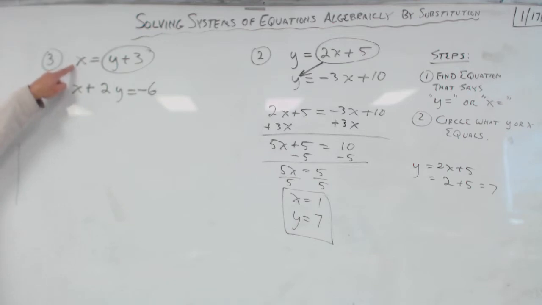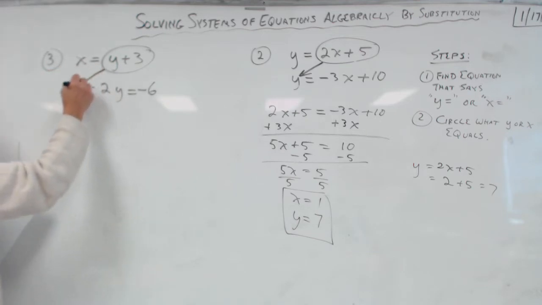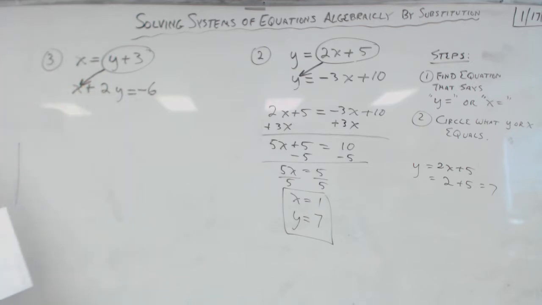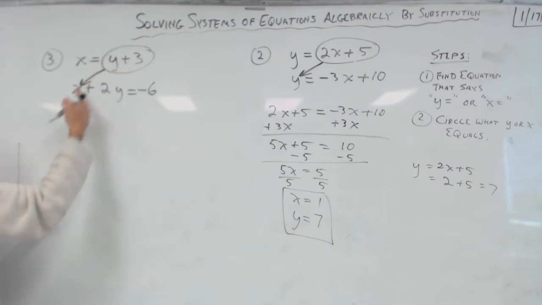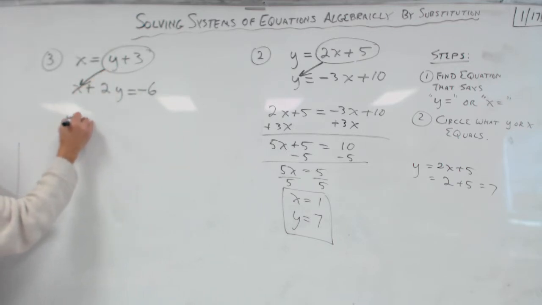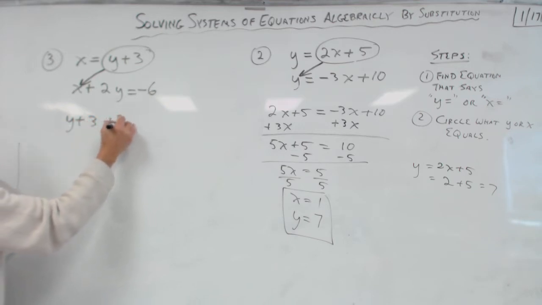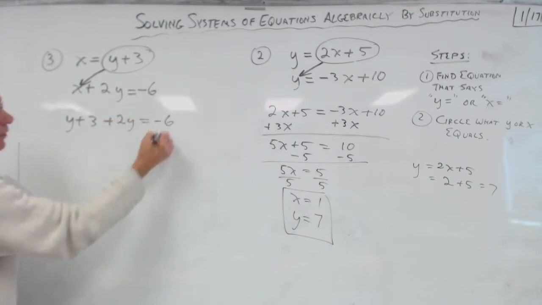It's equal to x. Does that make sense? You guys see the difference? Now we're dealing with x, right, and not y. All right, so now I'm going to plug this in for x. So that's y plus 3 plus 2y is equal to negative 6.